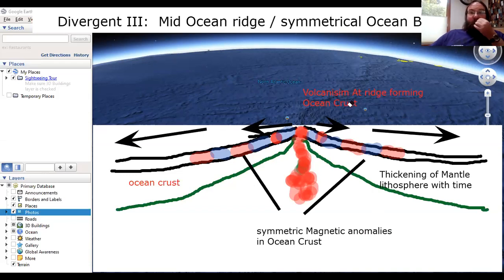So at this point, we've created a mid-ocean ridge and basically gone over all of the major types of divergent plate boundaries. In the next section, we are going to be going over convergent plate boundaries. Thank you very much.